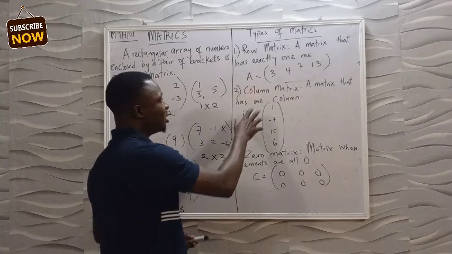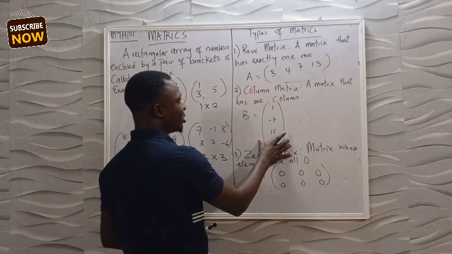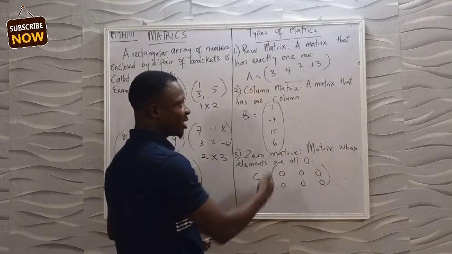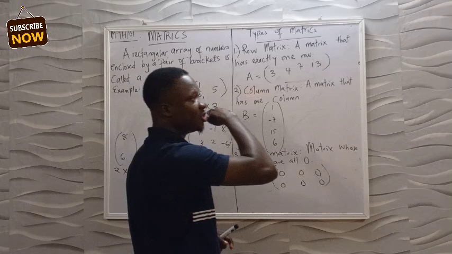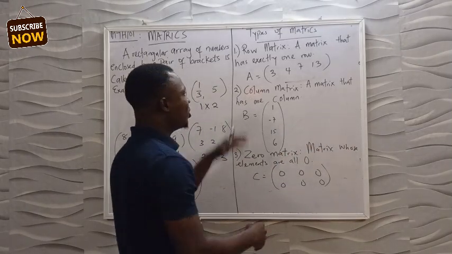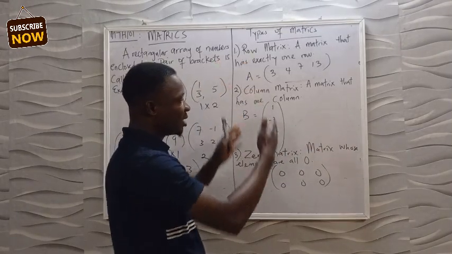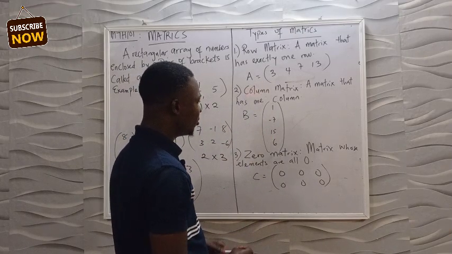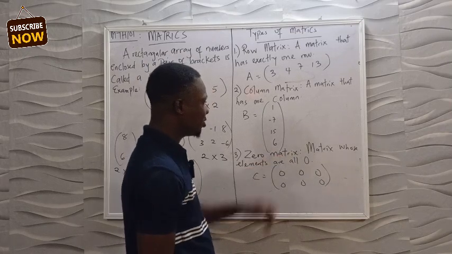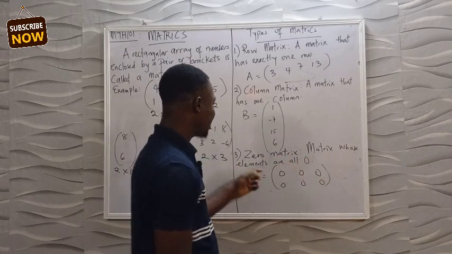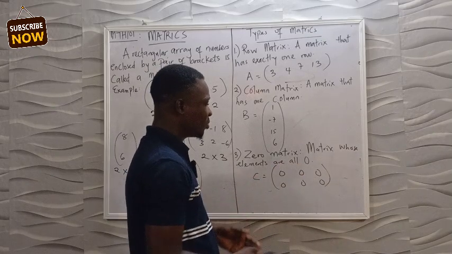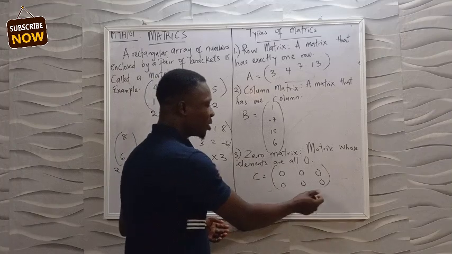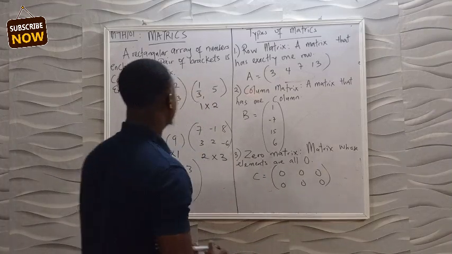That's a row matrix. This is called a column matrix. A matrix that has 1 column. So as we can see, it is in a vertical direction. Where row is considering numbers arranged horizontally, column matrix is considering numbers arranged vertically. So 1 column is called what? A column matrix. And we also have the zero matrix. A matrix whose elements are all 0. So there are cases where we can have an array of numbers where all the elements are just 0. We call that a zero matrix.